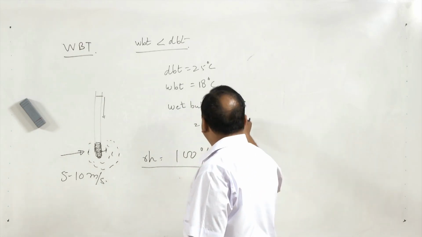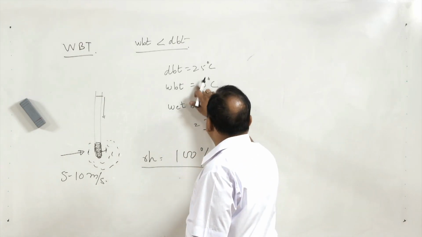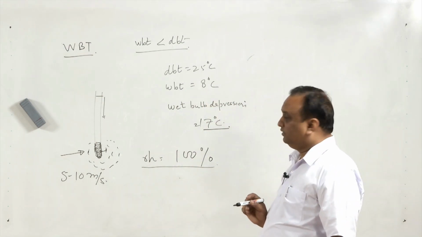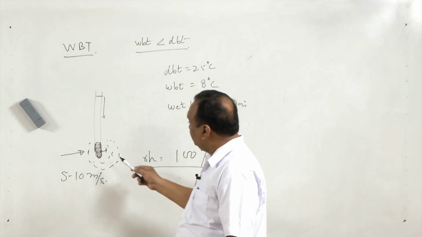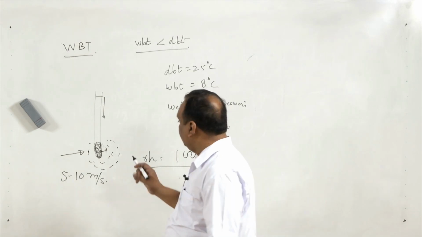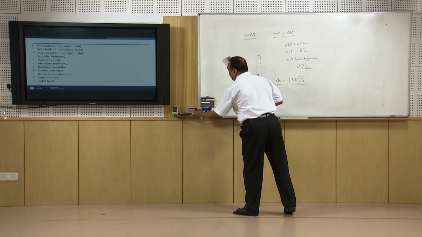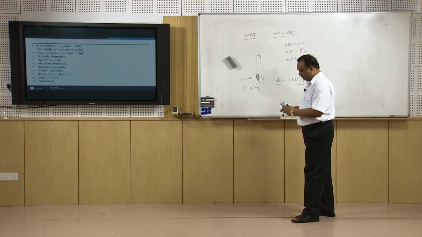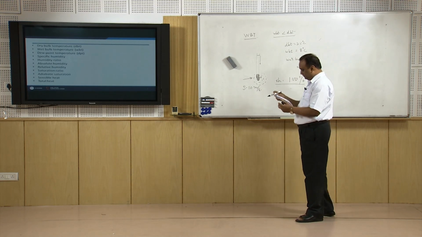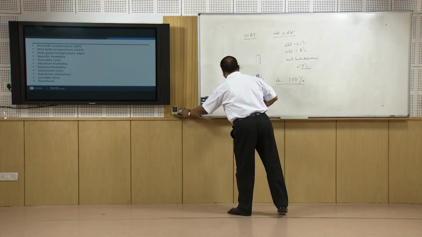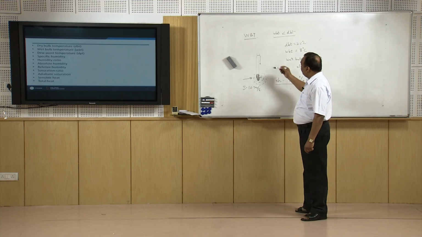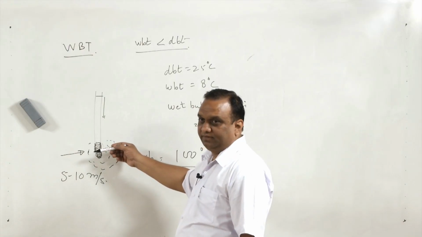If this temperature difference is too large, suppose this is 8, so depression will be 17 degree. It means there is a lot of evaporation from the surface by the movement of this air, and therefore, the air surrounding this bulb is dry, it is not wet. So, this gives us the status of the air, right.